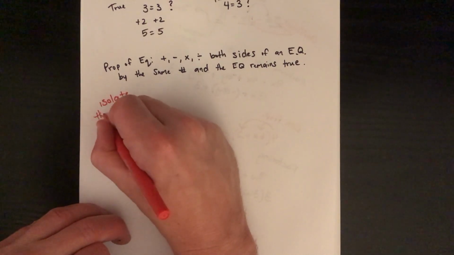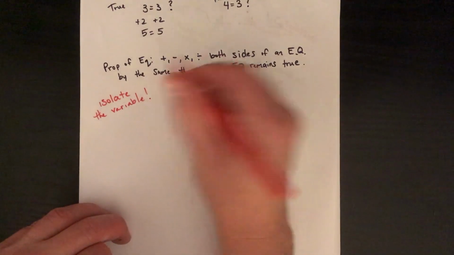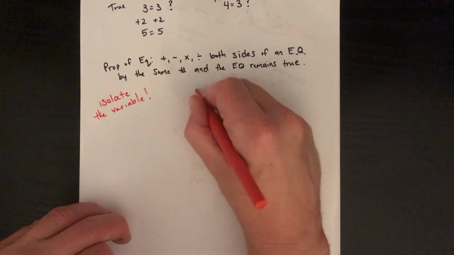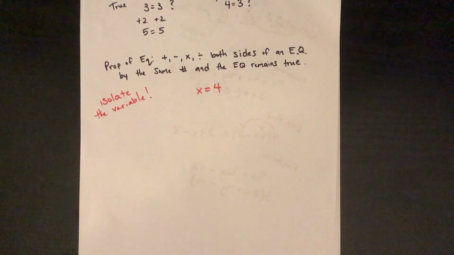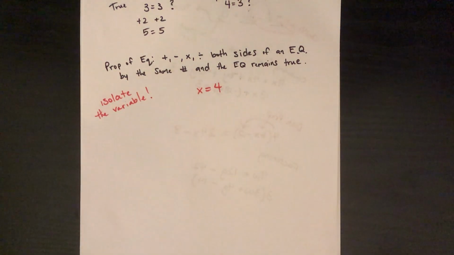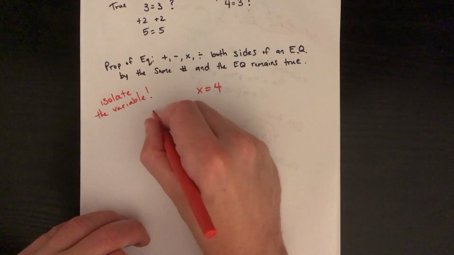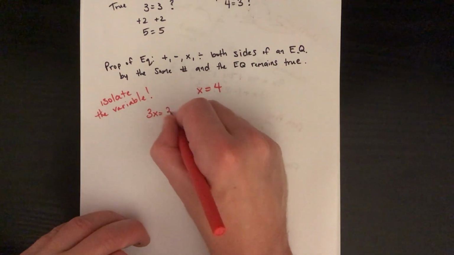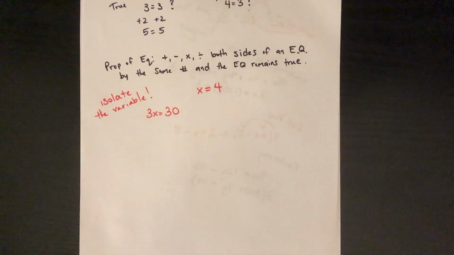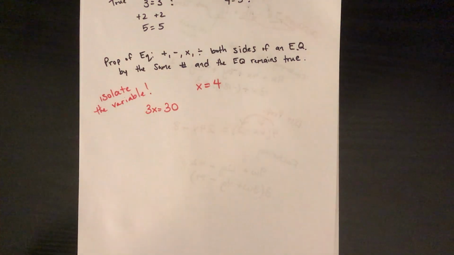Isolate the variable. If you get an equation that says x equals 4, there's nothing to do there, because the variable is isolated. It's by itself. X equals 4. Done. But what if you get one that says 3x equals, how about 30? Let's make it easy on ourselves. The variable is not isolated this time. It's got this 3 with it. So we think about what operation the 3 is doing to the variable.